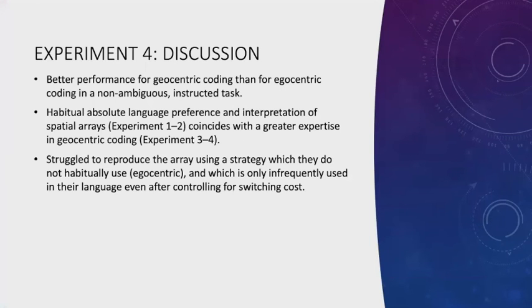High-Ohm children show better performance for geocentric coding than for egocentric coding in a non-ambiguous instructed task. Their habitual absolute language preference and interpretation of spatial arrays coincides with greater expertise in geocentric coding. High-Ohm children struggled to reproduce the array using a strategy which they did not habitually use and which is only infrequently used in their language.